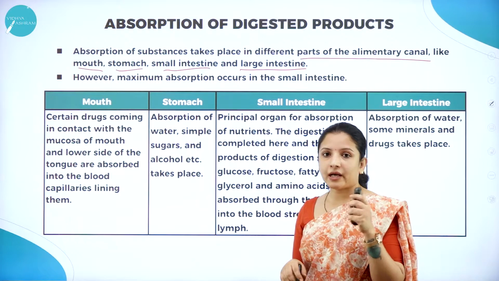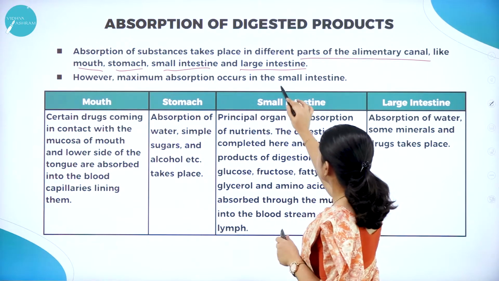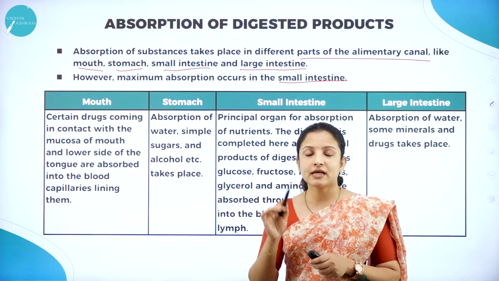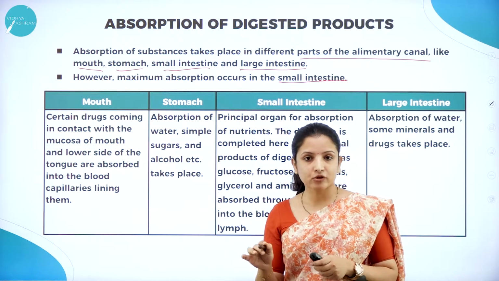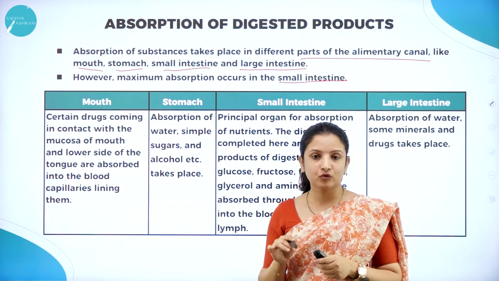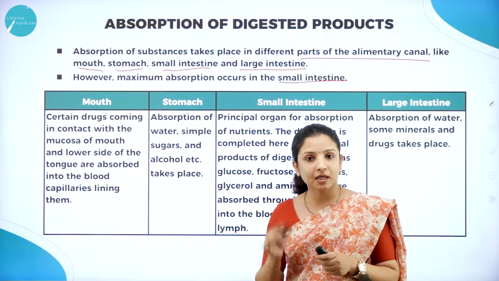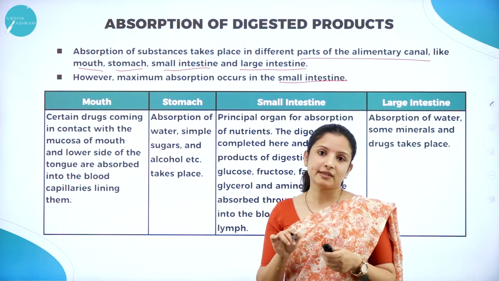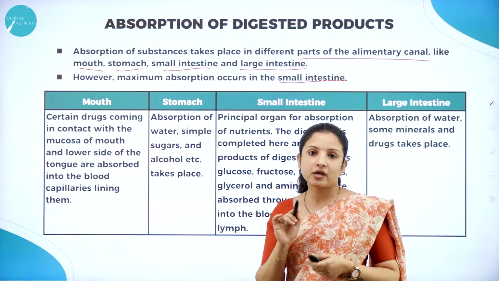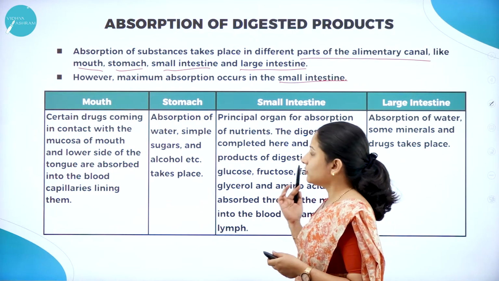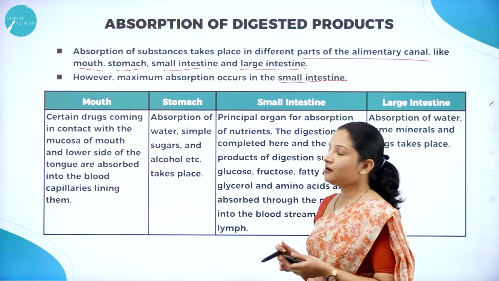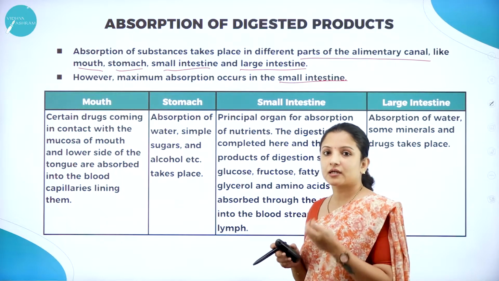However, maximum absorption occurs in the small intestine. That is true. Why? Because the complete digestion of all the biomacromolecules that are present in the food takes place, or gets completed, in the small intestine. Therefore, it is the mucosa of the small intestine that absorbs a major amount of the nutrients, the monosaccharides, the fats and whatnot. So, we shall see what different absorptions occur in the mouth.